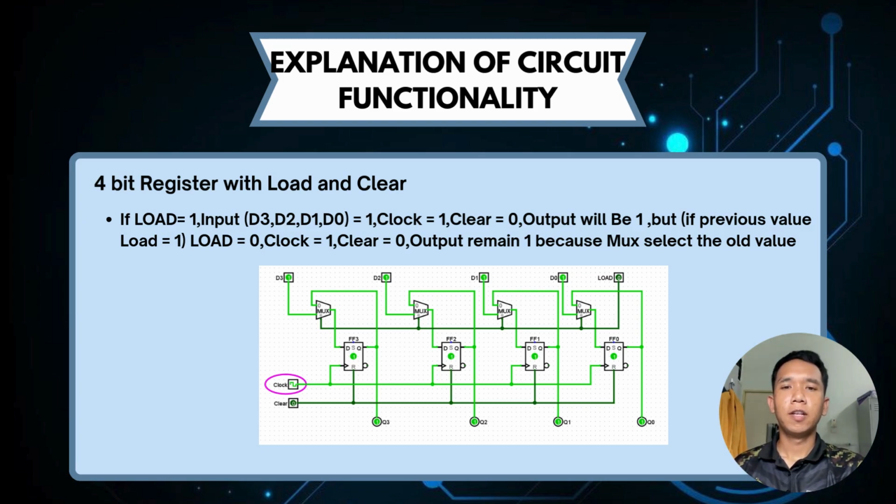So for the last picture, if load equals 1, inputs D3, D2, D1, D0 equal 1, clock equals 1, clear equals 0, output will be 1. But if the previous value is stored, load equals 0, clock equals 1, clear equals 0, output remains 1 because the mux selects the old value.